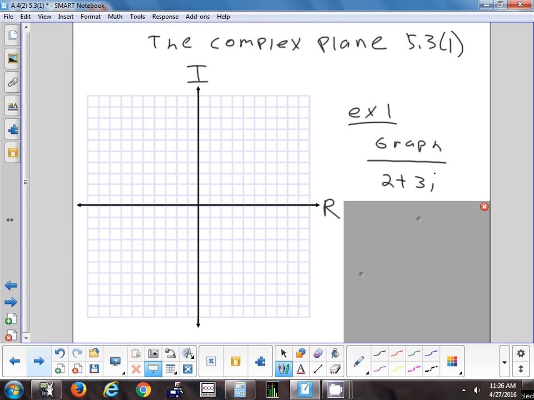Stephen, what's the real part in 2 plus 3i? 2. So the real part is 2. Kylie, what's the imaginary part? 3i. One more time? 3i. Just the 3. But yeah, the 3. Okay, so real part's 2. Imaginary part is 3. It's just like graphing the point 2, 3. Go 2 on the real axis. Go 3 on the imaginary axis. That's it. That's the point 2 plus 3i.